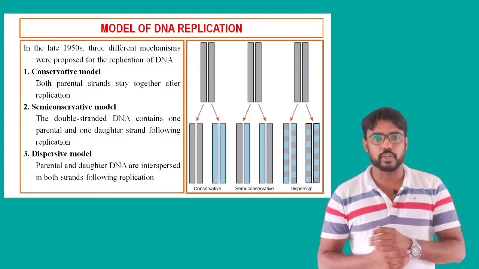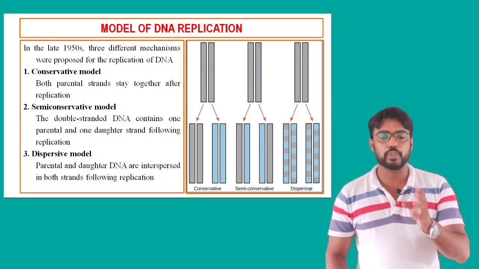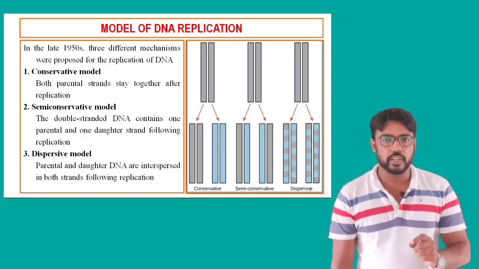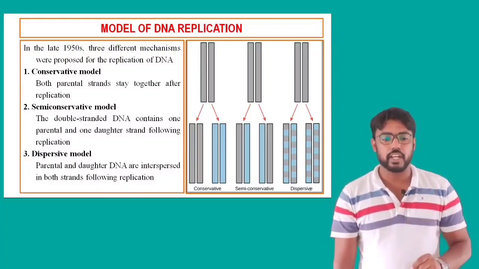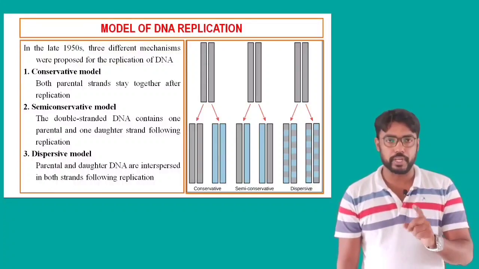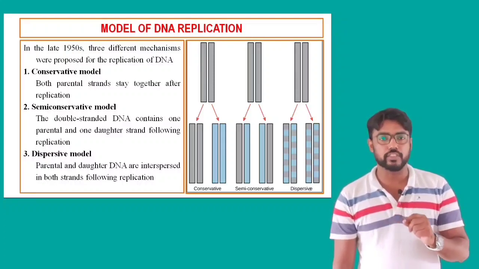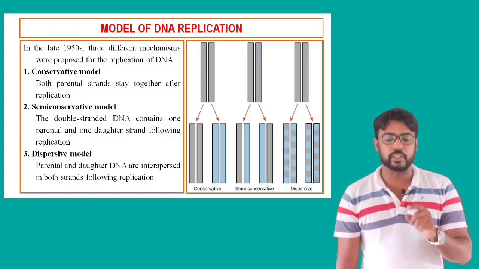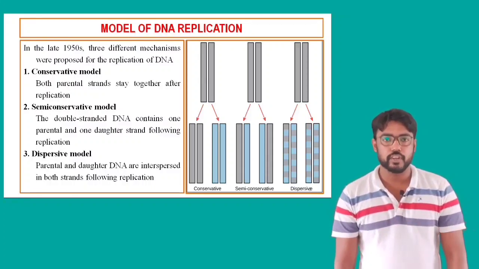First is the conservative model of replication. In the conservative model, both parental strands stay together after replication. And in the semi-conservative mode of replication, both double-stranded DNA contain one parental and one daughter strand. And in the case of the dispersive mode of replication, as you can see in this figure, both parental and daughter strand DNA are interspersed in both strands following replication. These are the different models of replication.